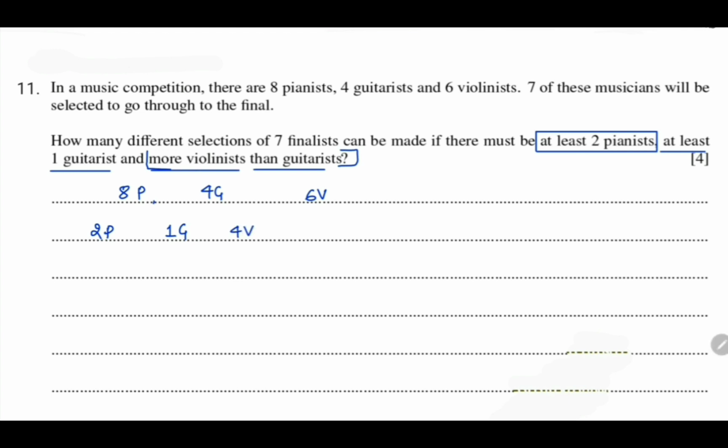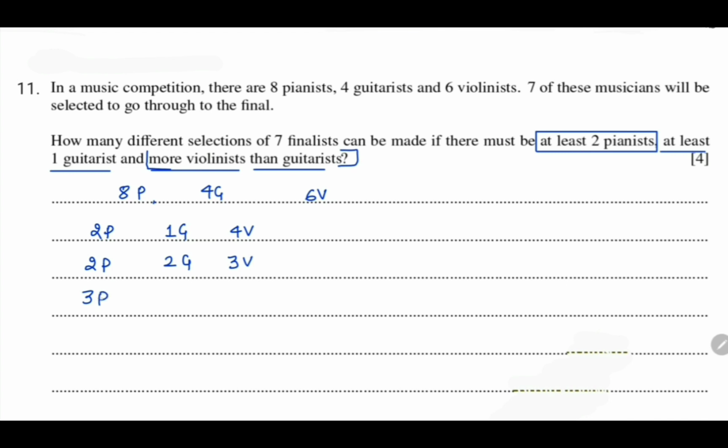So 4 violinists, and the condition is more violinists than guitarists. So 4 violinists, 1 guitarist. So obviously this is a valid combination. Now 2 pianists, 2 guitarists, and 3 violinists. Again 3 is greater than 2, so it is also valid. But we cannot take 1 pianist, 3 guitarists and 2 violinists, because violinists must be greater than guitarists.